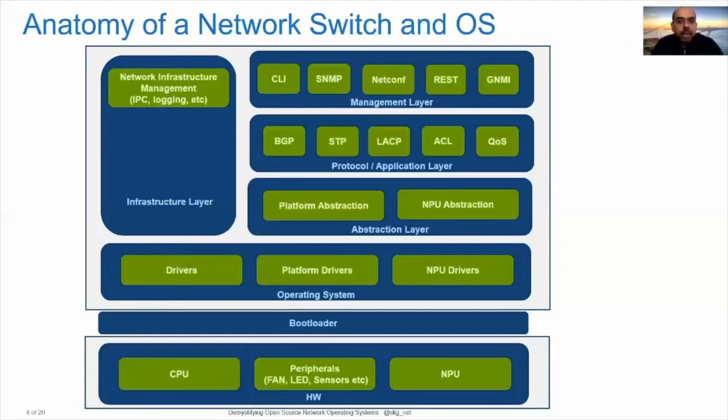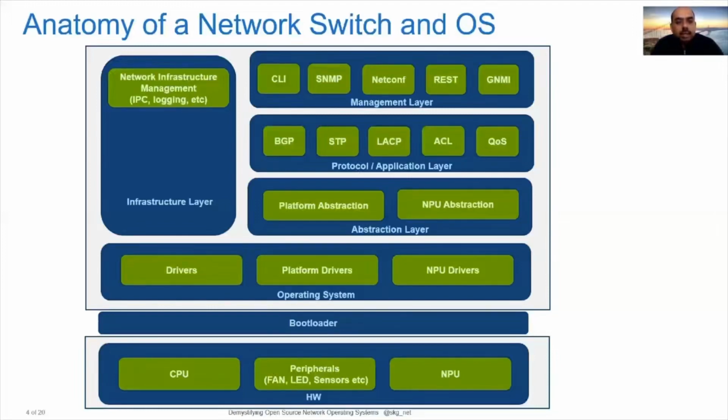And what you see on your left is the infrastructure layer, which provides you logging and inter-process communication, which are required for the applications to communicate between themselves. And next comes the control plane layer, or a protocol or application layer. It provides you various protocols required for the network operation like BGP, STP, LACP, etc.